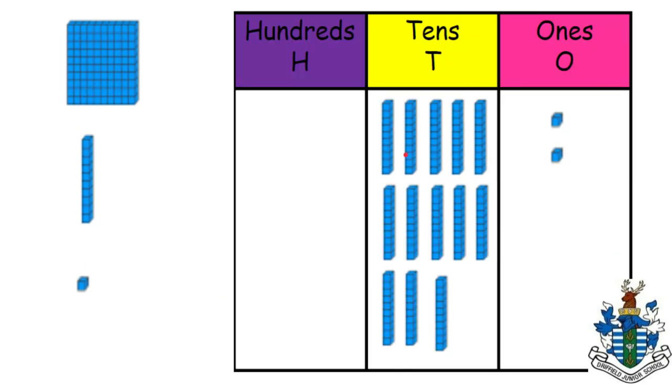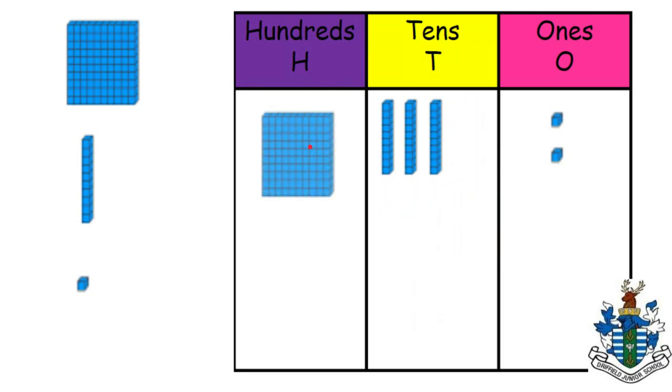So again, same thing represented on a place value grid. We've got 13 tens and 2, which is a bit strange, so we can exchange 10 of those tens for 100. So we've now got 100, 3 tens and 2 ones.